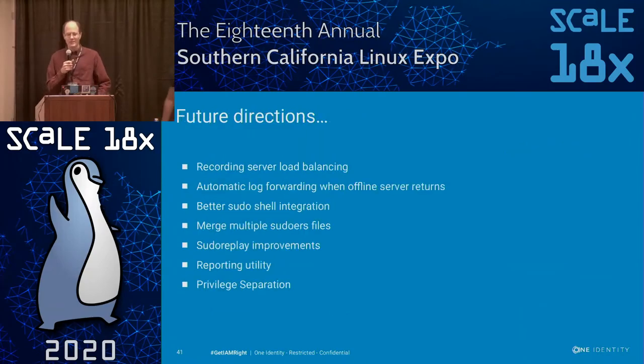So what's next? For future directions, I'd like to finish some of the more advanced things with the log server that I hadn't done yet, like load balancing and automatic forwarding when an offline server returns. Other things people have asked for over the years are better sudo shell integration. There are times when you do need to run a root shell with sudo, but that means once you do that, you lose all your logging. So we want at least to have the ability to log those commands that are run and apply some policy to them as well. Even though you're in a root shell, we can still call out to sudo and make a policy decision or log.